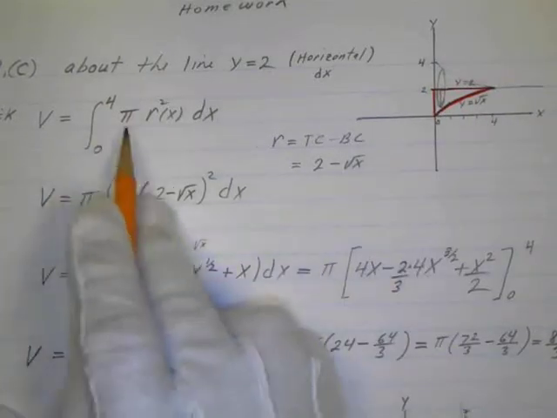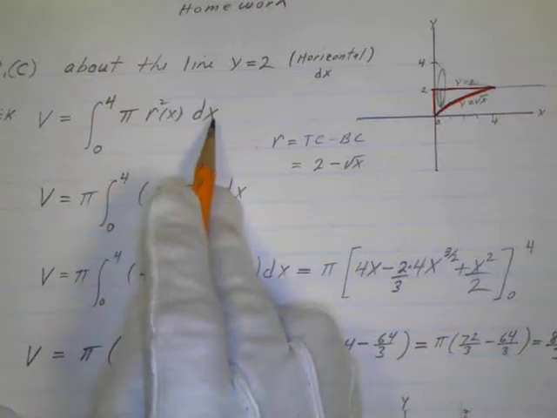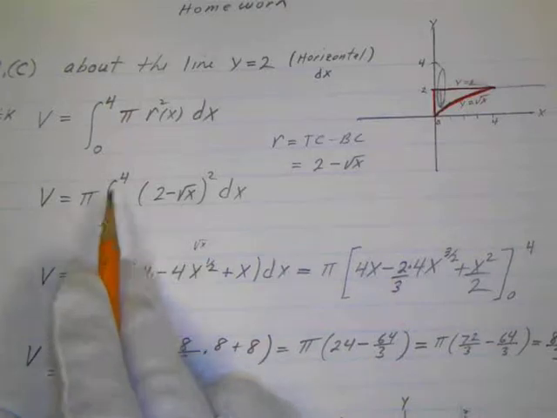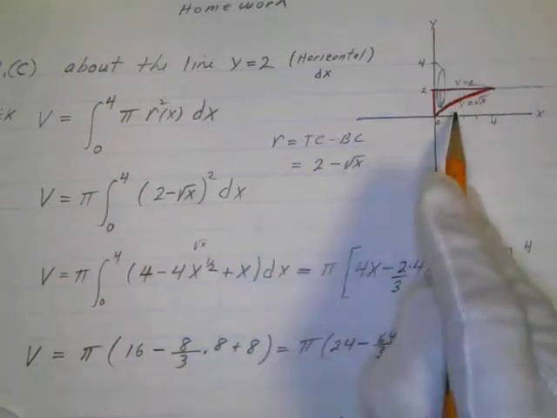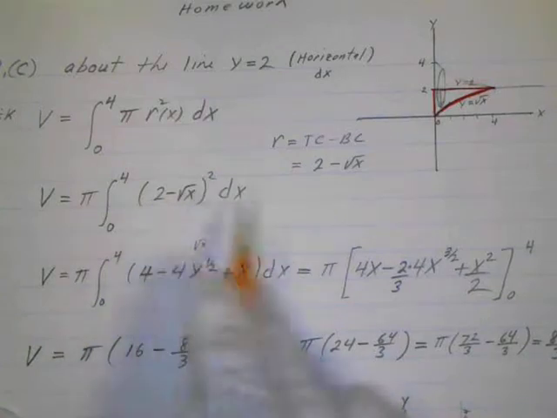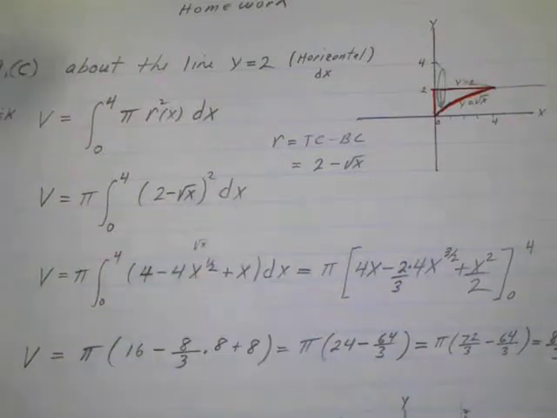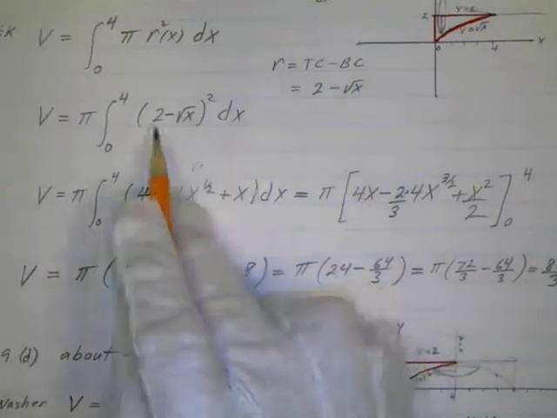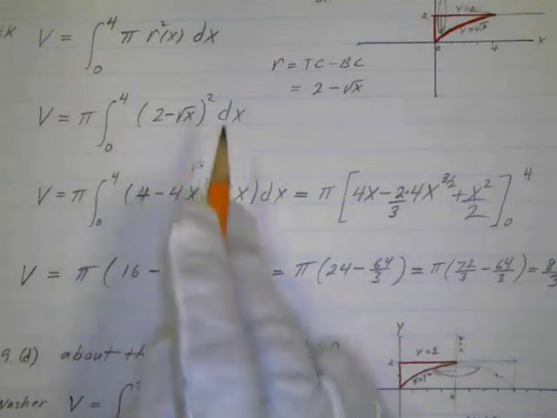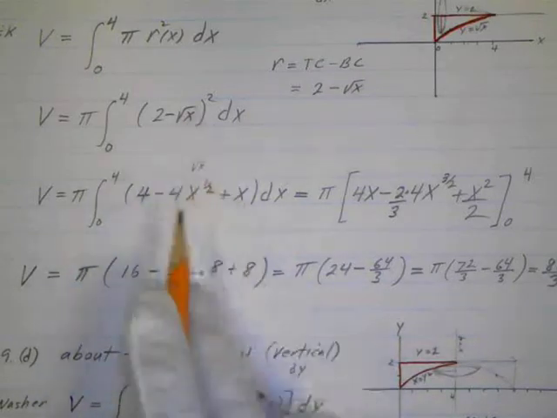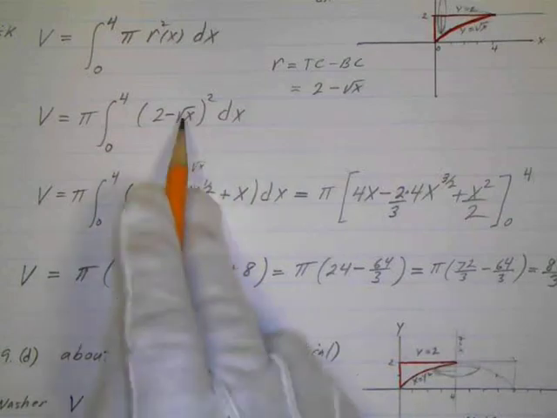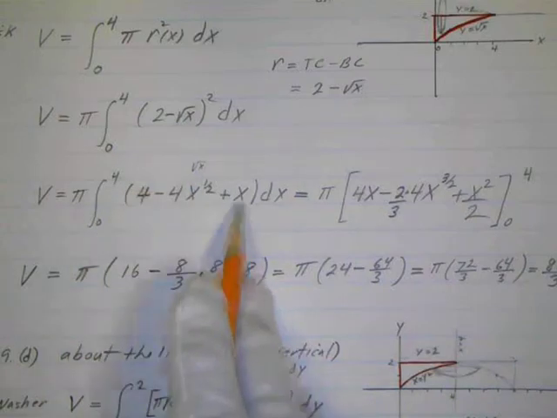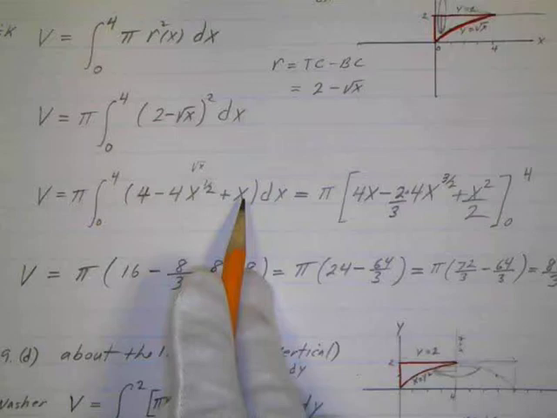From 0 to 4, pi radius squared, radius as a function of x, dx. Again, horizontal is dx. I take the pi out, so I've got 0 to 4, and my radius, as I figured out over here, was top curve minus bottom curve, which was 2 minus square root of x, squared, dx. And then we just square that out. Binomial squared, that's going to be 4. And the square root of x is the same thing as x to the 1/2, so it's going to be 4x to the 1/2, and then plus the square root of x squared, which is just x. And then I'm ready to take my antiderivatives and evaluate that from 0 to 4.